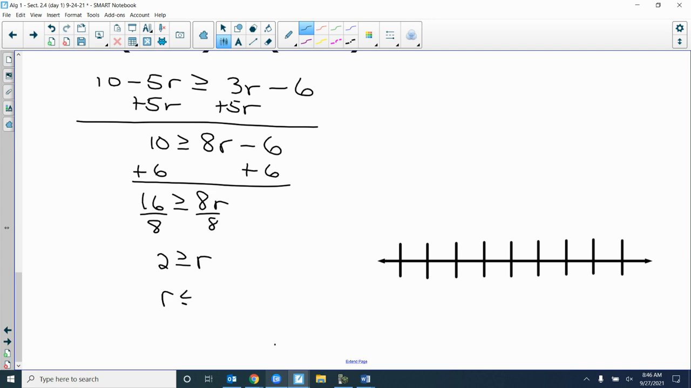Rewrite it with r is less than or equal to 2. So now, and if it helps you, I know I got 2 as one of my numbers. I'm just going to think, all right, smaller. So I'm going to go 0, 1, 2, 3, 4. Make sure you get bigger as it goes to the right, and then you open circle at 2 shaded to the left. Those numbers will all work.